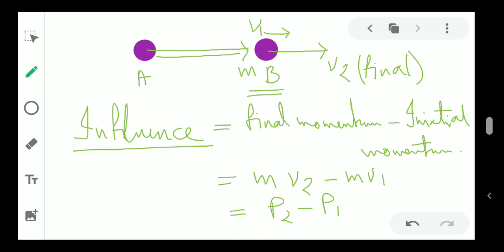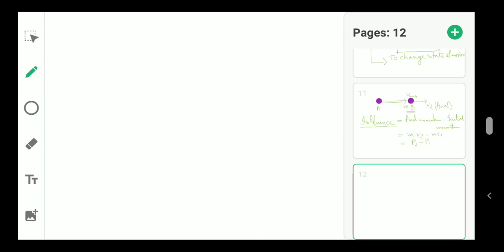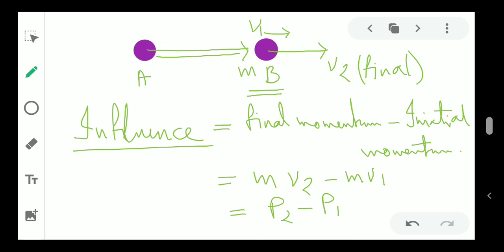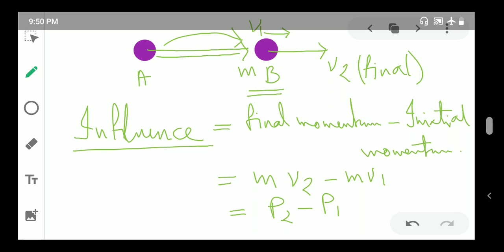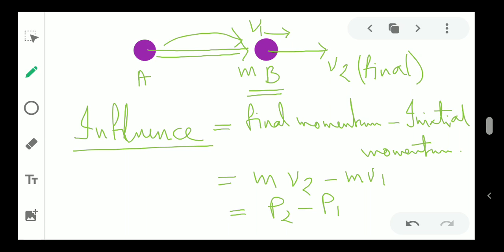So this is the influence that I am giving. Now the question is how fast the state is changing. I know that the state is changing here, right? But how fast is the change happening? For that I have to consider a parameter, time. That means I have to see the rate of transfer of this momentum which A is transferring to B. So obviously ball A is transferring the momentum to B. That means how fast it is happening. So how fast it is transferring.